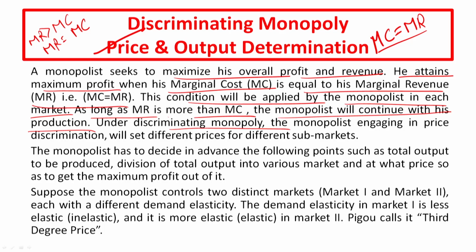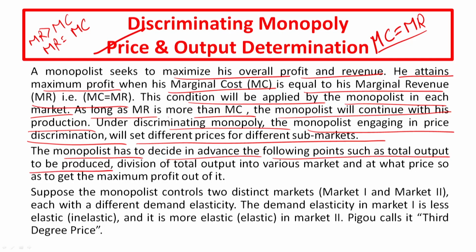Under discriminating monopoly, the monopolist engaged in price discrimination will set different prices for different sub-markets. The monopolist divides the entire market into various sub-markets and charges different prices for the same product in different sub-markets. The monopolist also has to decide in advance the following points: total output to be produced, division of total output into various markets, and at what price it needs to be distributed so as to get the maximum profit, as I discussed with you earlier.